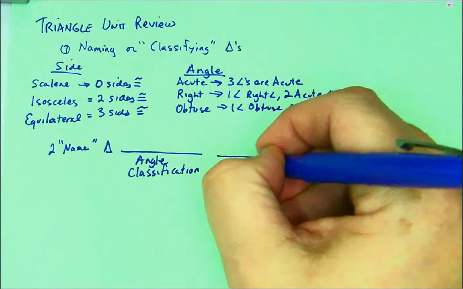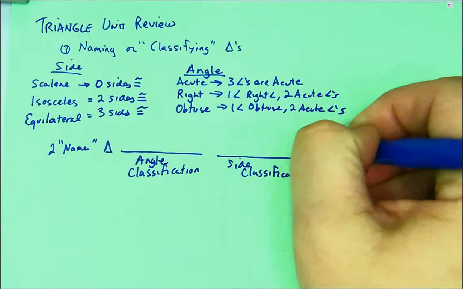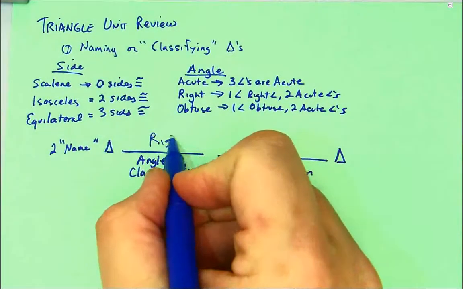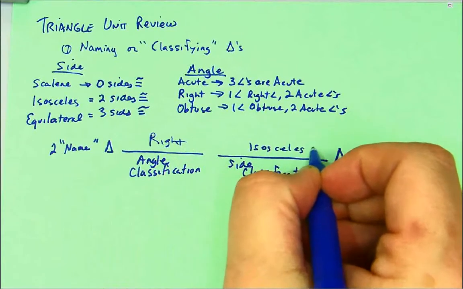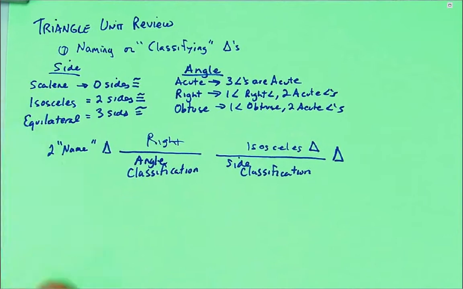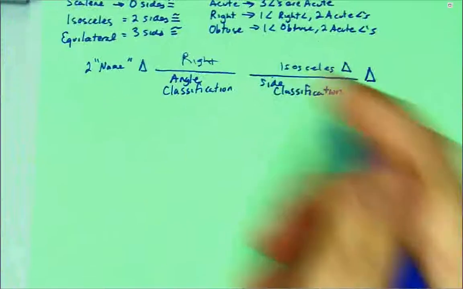And then it's a side classification. So we'd say something like it's a right isosceles triangle. Sometimes you only have to do things by angle, sometimes you only have to do things by sides. But if you have to do things by both, then you're in business from there. Now, that's name and classifies.